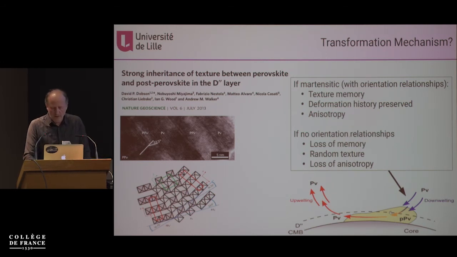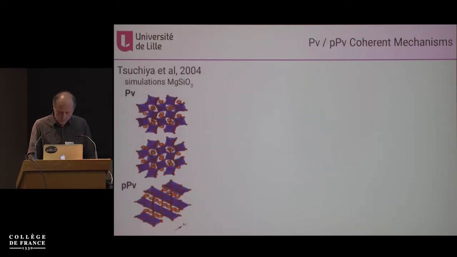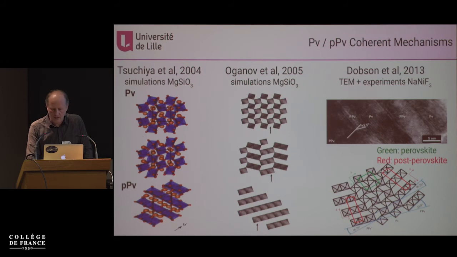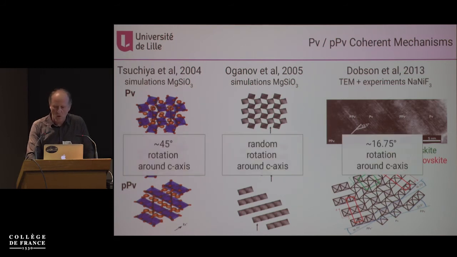So we decided to test that in the bulk, not using TEM images on the resulting sample, but really looking at a bulk sample. There are different models. I showed the model of David Dobson, but there are more, one from Tsuchiya, one from Oganov. They all share some common features, but there are some slight differences in the way you go from one phase to the other.